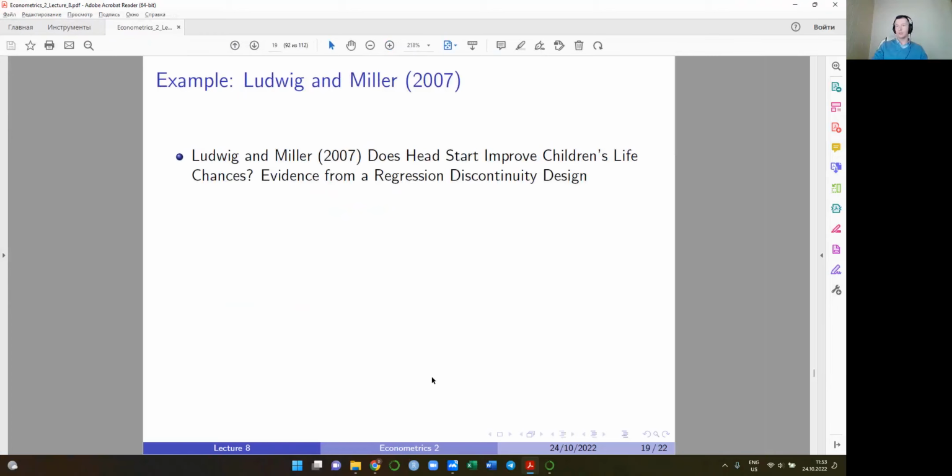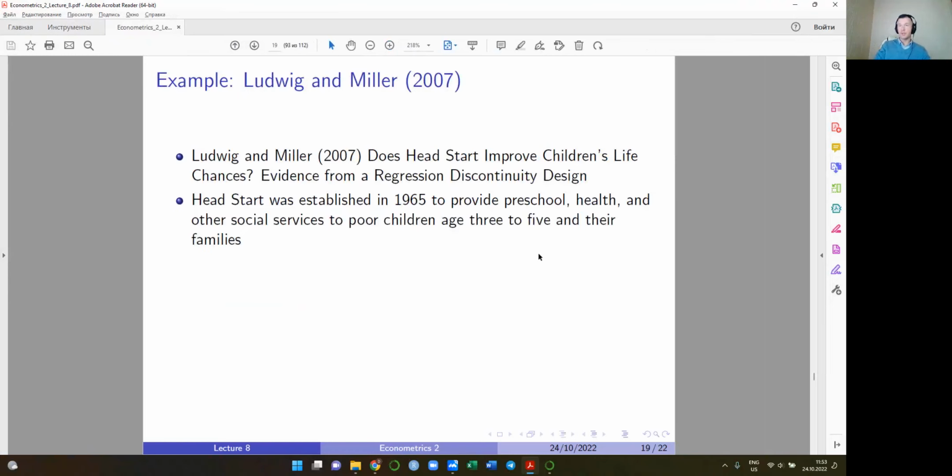And as an illustration of this regression discontinuity design, I want to show you this following study. Ludwig and Miller, Does Head Start improve children's life chances? Evidence from regression discontinuity design. So what is this about? There is a program in the United States called Head Start. It was established in 1965, and with this program they provide preschool, health, and other social services to poor children, aged 3 to 5, and their families.